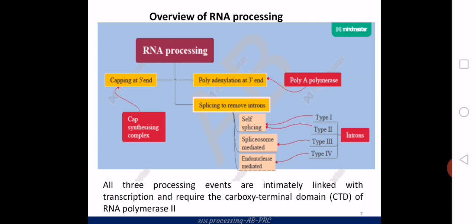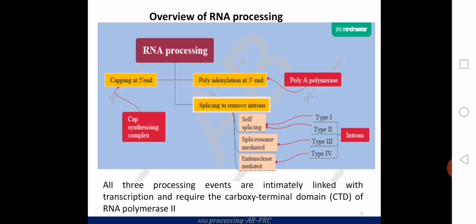Splicing we will discuss in a little more detail in the next section of the video, where we have different types of introns, type 1 to type 4. All four types of introns are processed by different mechanisms. Type 1 and type 2 perform self-splicing, whereas type 3 is mediated by a spliceosome mechanism, and type 4 is an endonuclease-mediated mechanism.